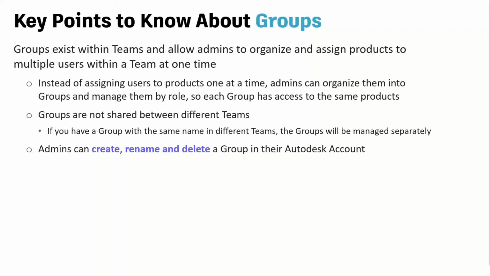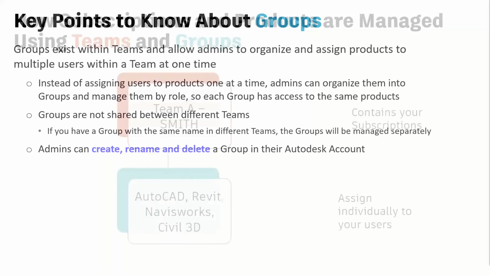So you might be asking, how is assigning software to users different between teams and a group? When users are assigned to a team, the admin must assign each user in that team individually. When users are assigned to a group, they automatically inherit all of the assigned products and permissions associated with that group. Let's take a look at a couple graphics that'll make this easier to visualize.